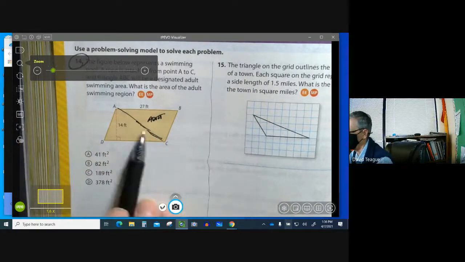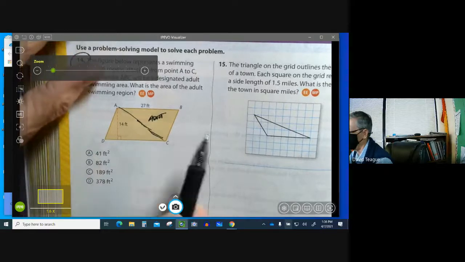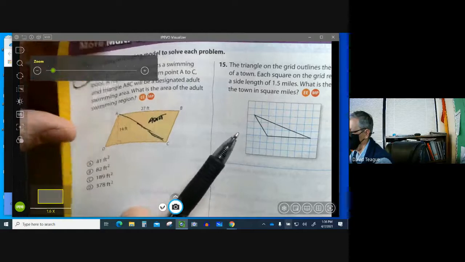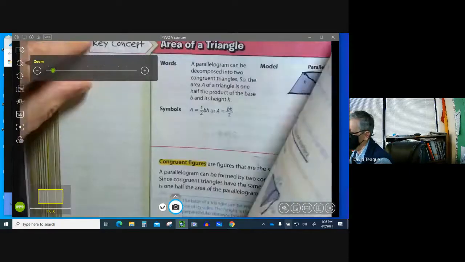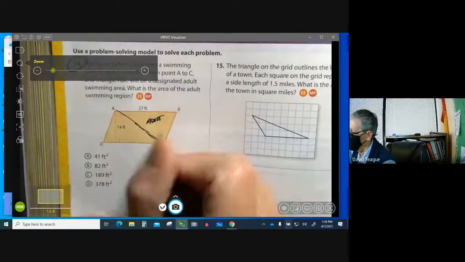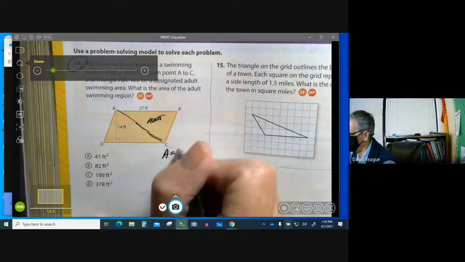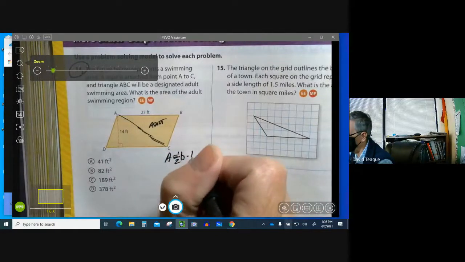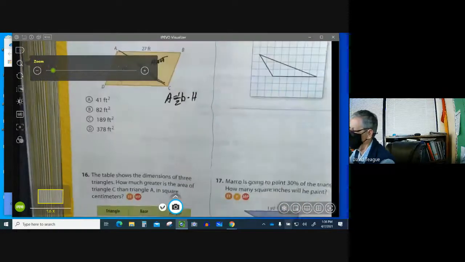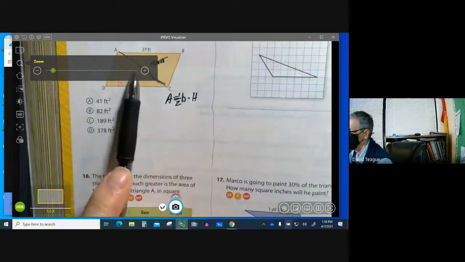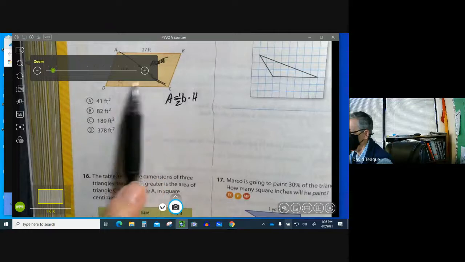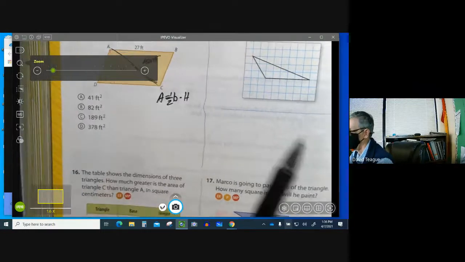So what you're looking for is the area of a triangle. Your formula for the area of a triangle is area is equal to 1/2 the base times the height. So you have to look at your diagram, find your base, find your height, and take half of it. Pretty straightforward, right?